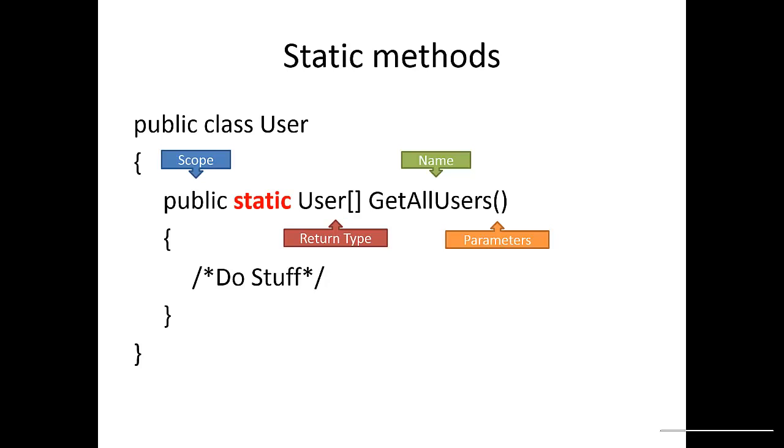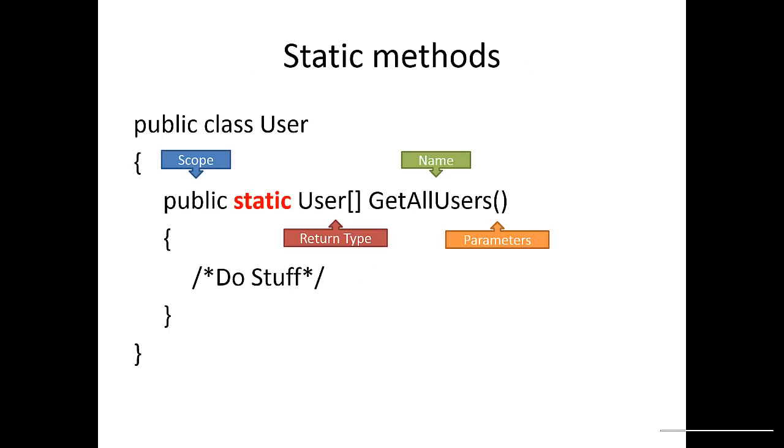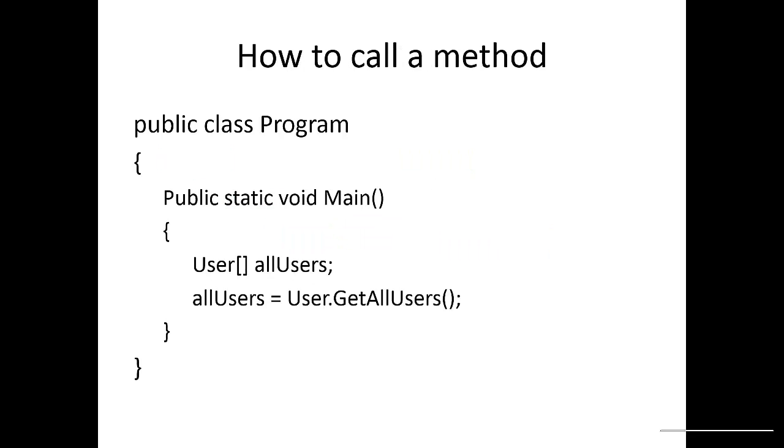If we look back real quick at how we called the previous method, we first created an instance of user. We called it u. So u equaled a new user, so we now have a user object in u. And then we said u.getManager, and that called the getManager method. Now, comparing that to our static method, which is called getAllUsers and returns an array of users, we can actually call this method without creating an instance of a user. We will just use the user class and call this method as a static. So what does that look like?